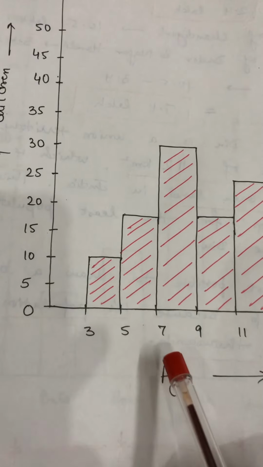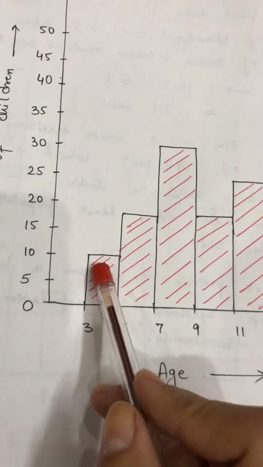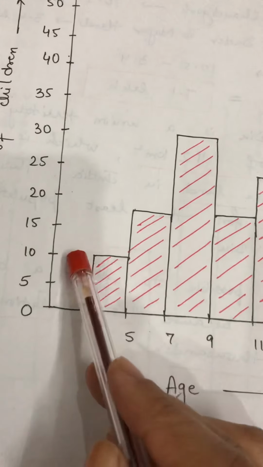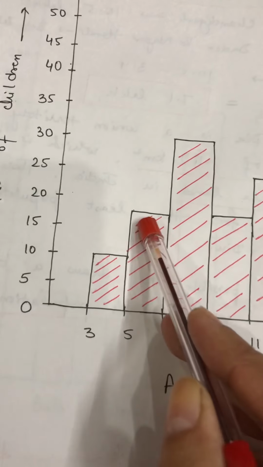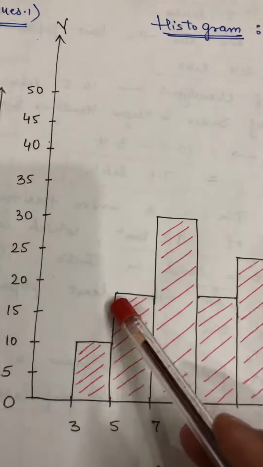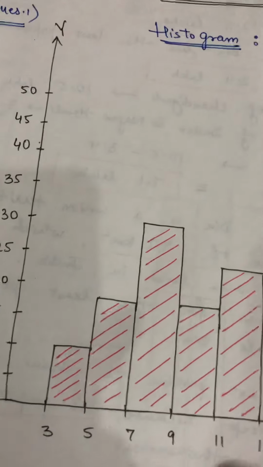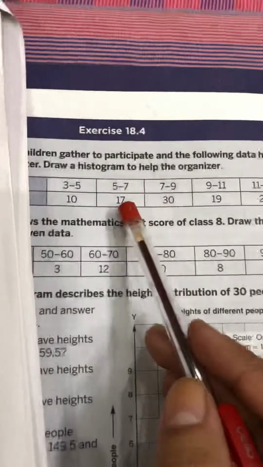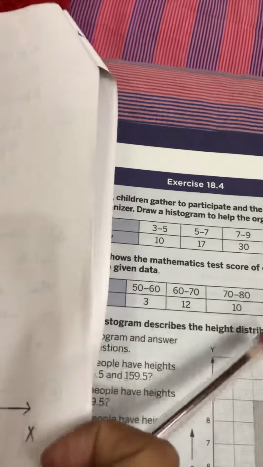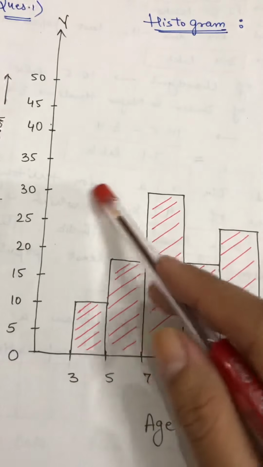The children whose age is between 3 and 5 will lie on 10. Then 5 to 7 will be on 17, in between 15 and 20. After that, 7 to 9 is on 30. This bar will come on 30.